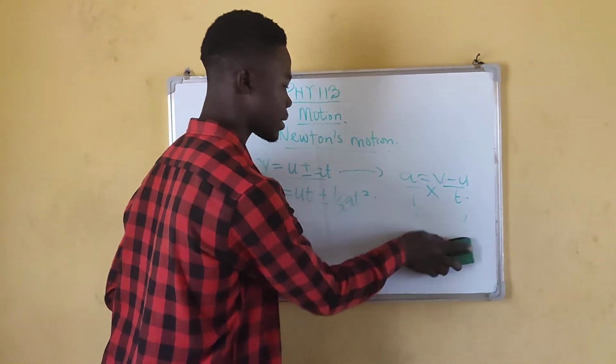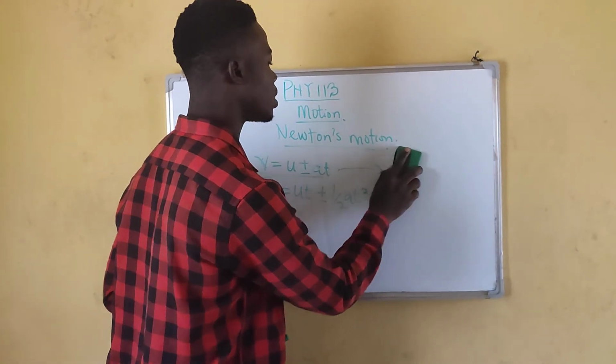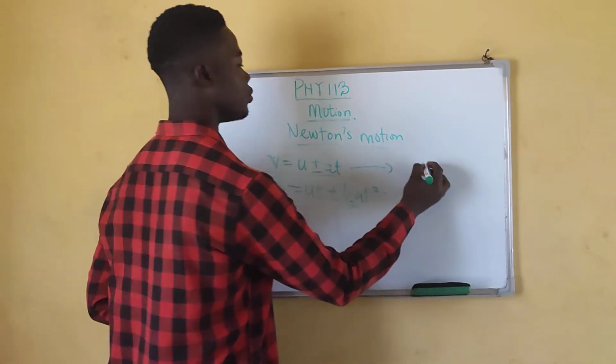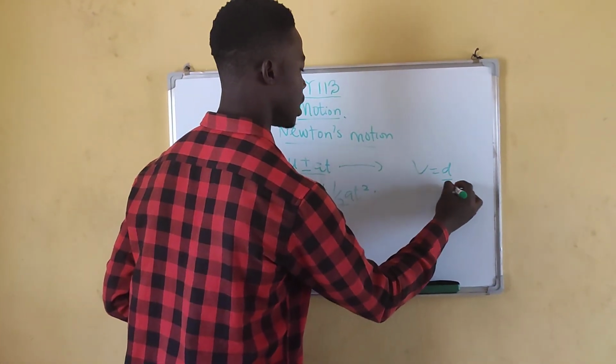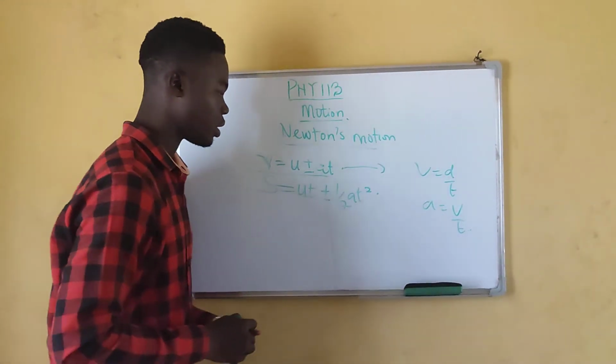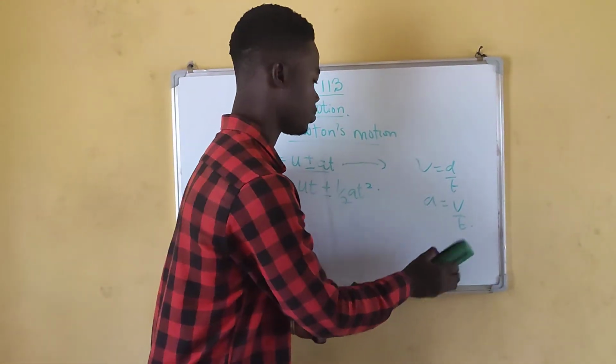So that's to tell you that you must be familiar with all these basic formulas. All these: v equals distance over time, a equals v over t. You must be very familiar with them in this course.